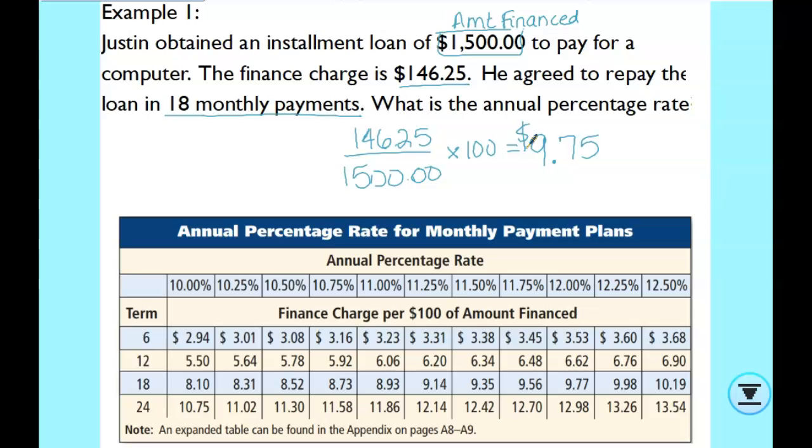Because we're making 18 monthly payments, we're going to look for this amount in this row. So 18 monthly payments, we're looking for 975, and we're going to find the one that's closest to it. You see how this one lands between 956 and 977? Take the one that it's closest to and go up to the top. So our APR for this one is 15%.